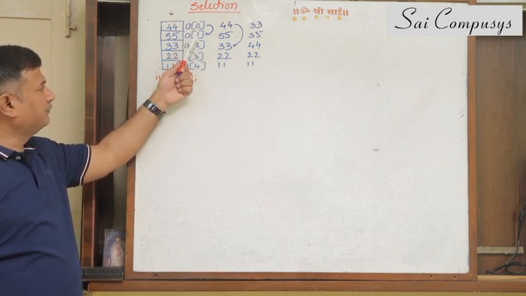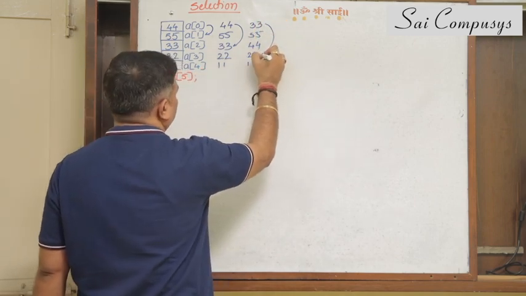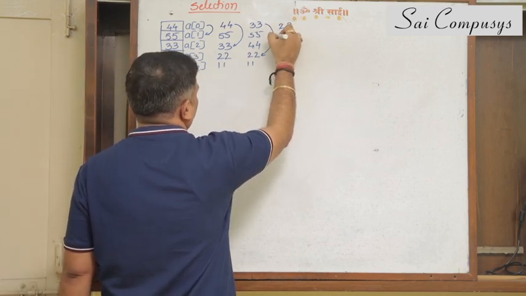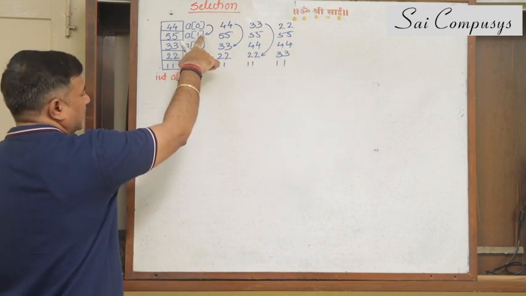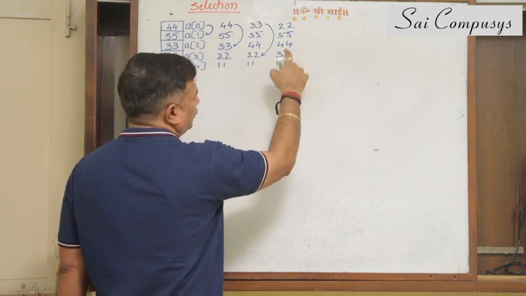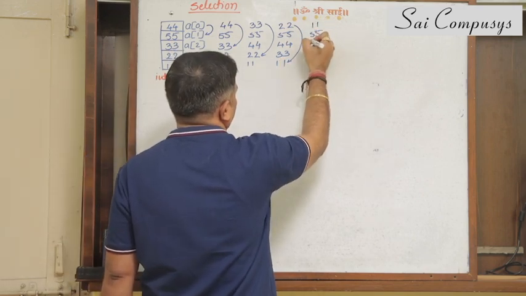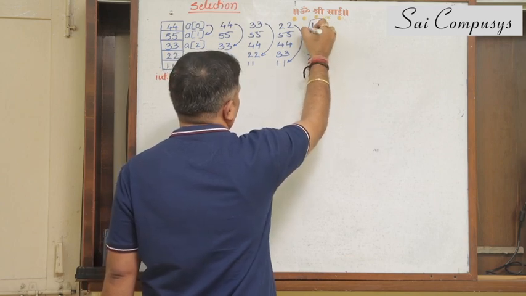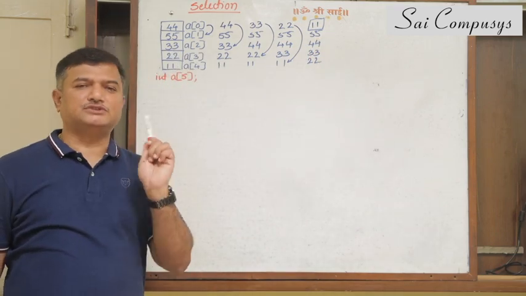The 0th element I have compared with first, with second, and now with third. If A0 is greater than A3, interchange them so that you get 22, 55, 44, 33, 11. Again I repeat, A0 with A1, A0 with A2, A0 with A3, A0 with A4. If it is greater, I need to interchange them so that I get 11, 55, 44, 33, 22. Did you note? The smallest element 11 is at its appropriate position.